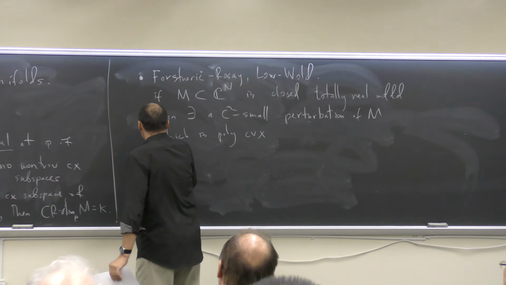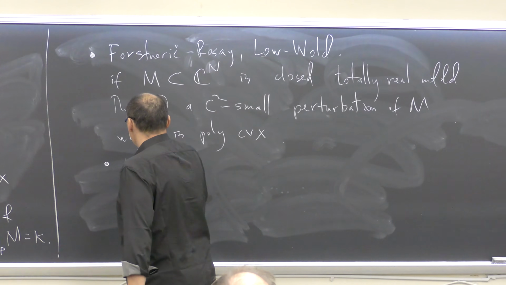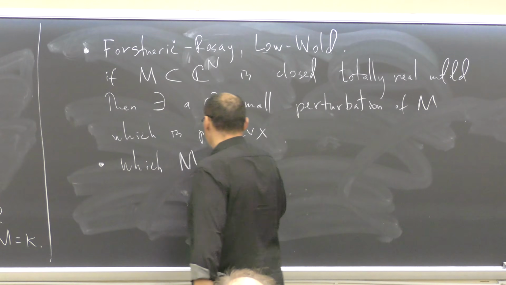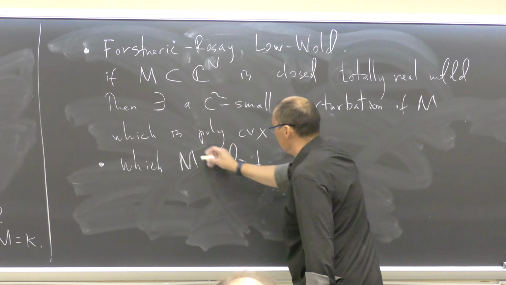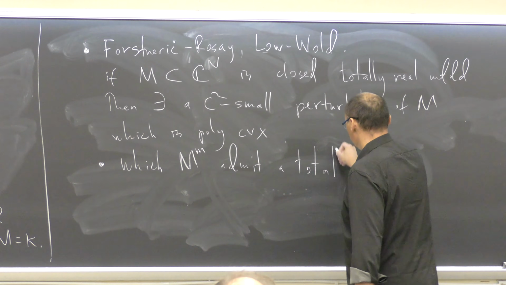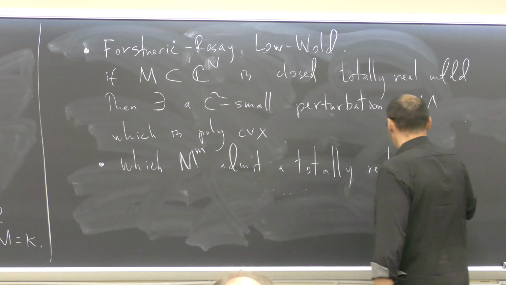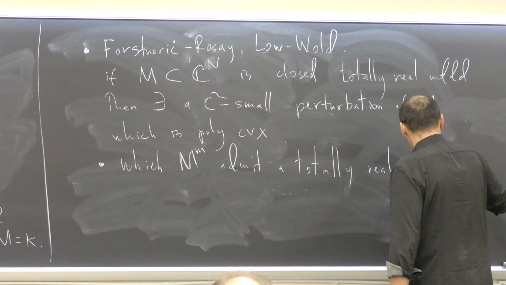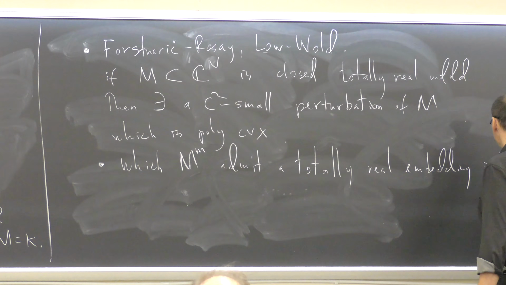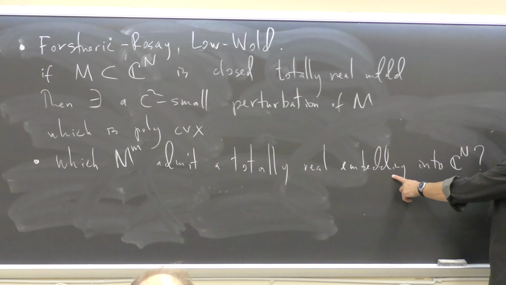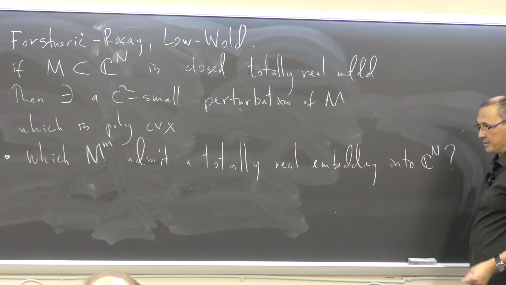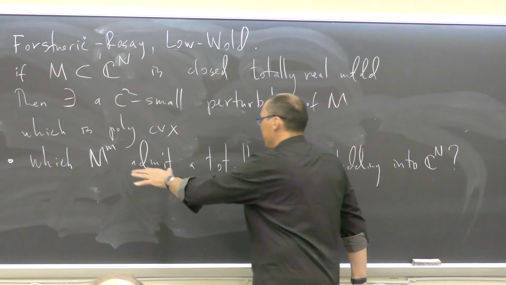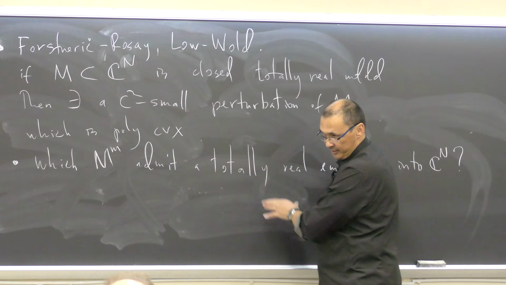And so that raises the question, which M admit a totally real embedding into Cn? Those ones that we can embed, we can then further perturb, and we're going to have our polynomially convex embedding. Well, this question has a complete answer.